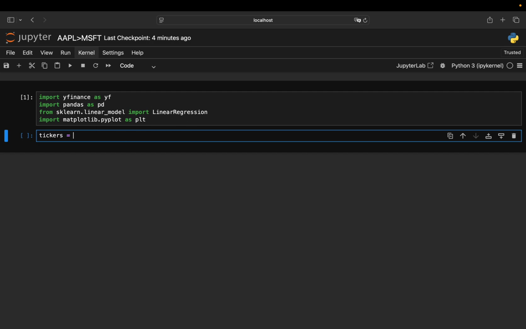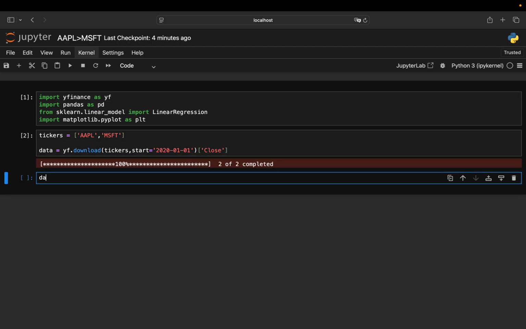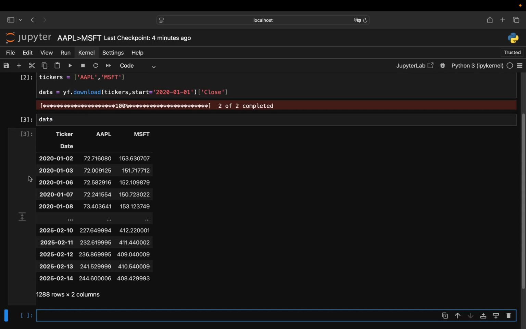Now, we need our tickers. That is Apple and Microsoft. And we're just going to pass those tickers to the yf download function to get prices for them. And I'm just going to start in the beginning of 2020. You can start wherever you like. Just going back some years here. And then I only need the close price. So I'm ending up with the good old data frame showing Apple prices and Microsoft prices.